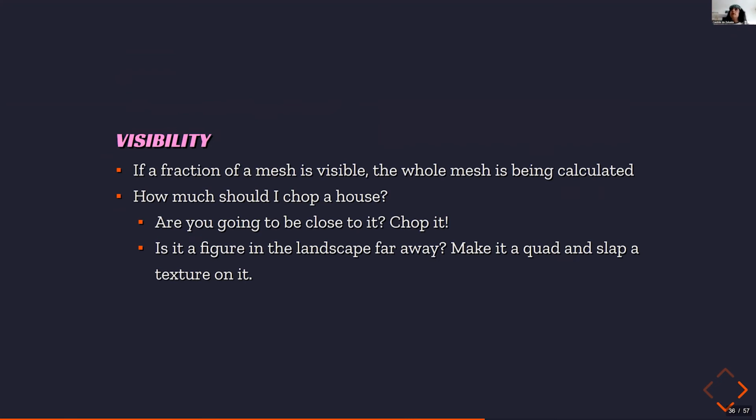Then chop it, because if you are seeing the door and part of the wall, you are not calculating the window that is somewhere there. But at the other extreme, if the figure is in the landscape far away, just make it a quad and slap a texture on it. That's it. It doesn't even have to have depth. It can be just a quad in the very background. Somewhere in between, use less chopped objects, because you don't need that much modularity for things that are that far away.